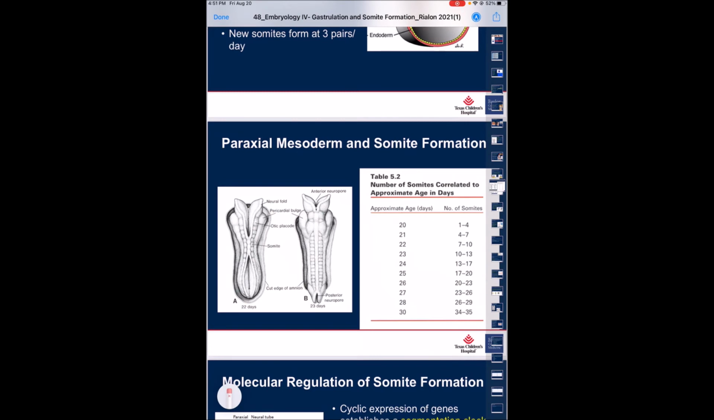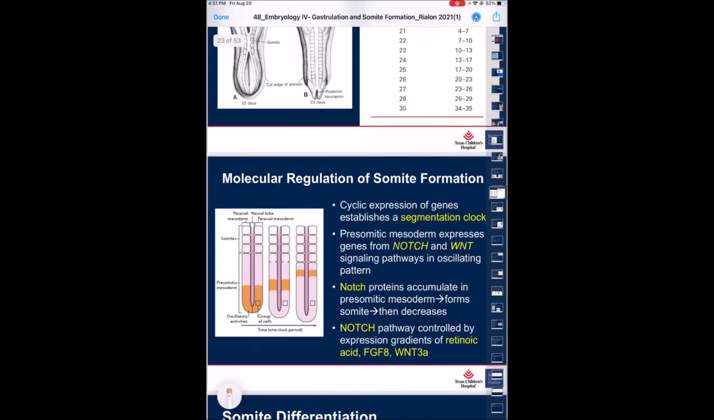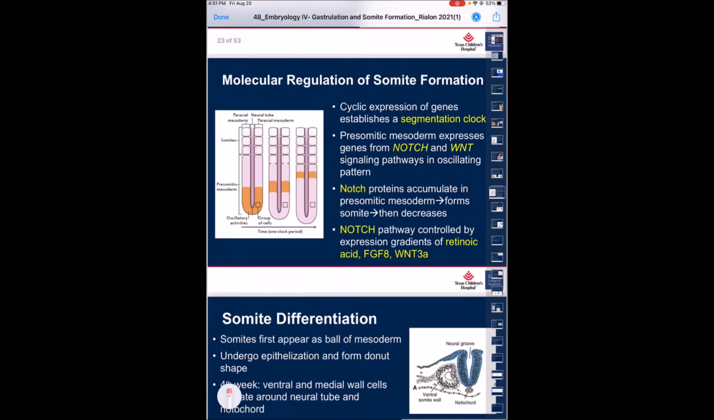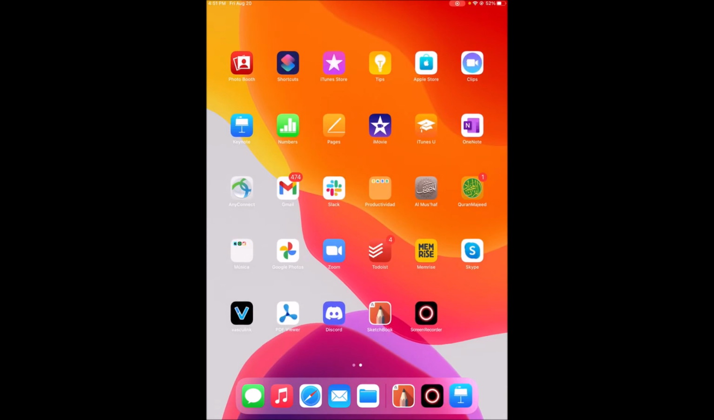Next, molecular regulation of somite formation. So the molecular regulation, this is the confusing stuff, right? I don't really like this picture. I feel like it's incomplete, so let's look at it slightly differently. I have pulled up here, here it is. So it's pretty much the same picture, but I think it helps to have the second cycle.